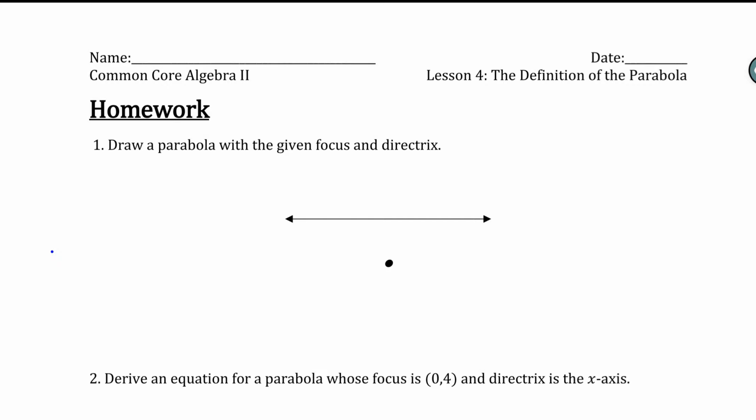So in class we did a couple different things with the definition of a parabola. One of them we understand is if we have the focus and the directrix, we have an idea of where the parabola is going to lie.